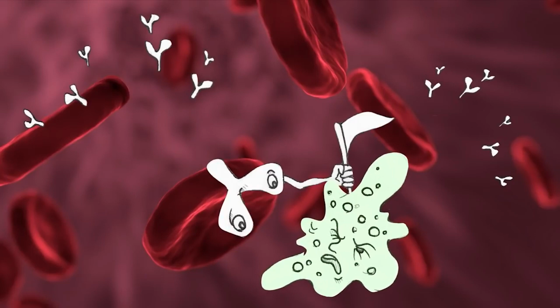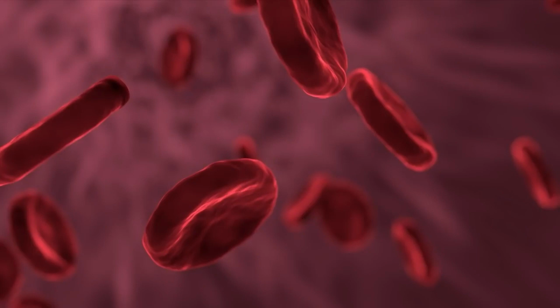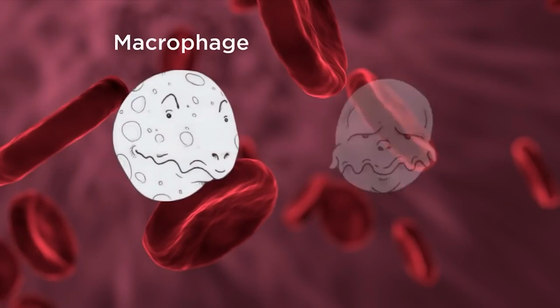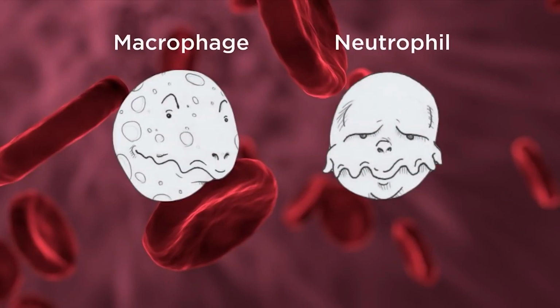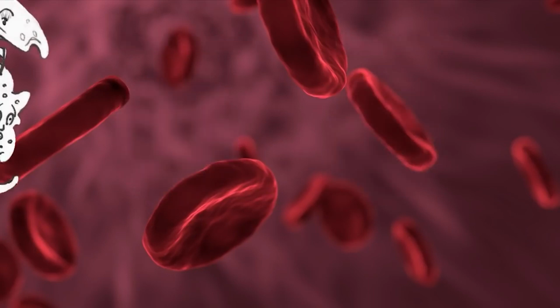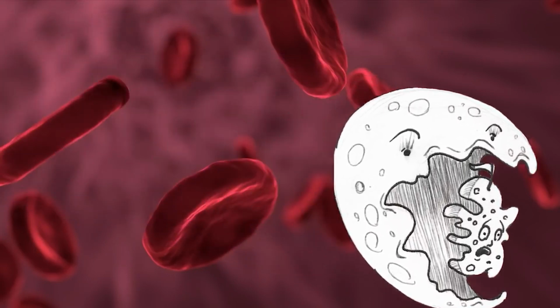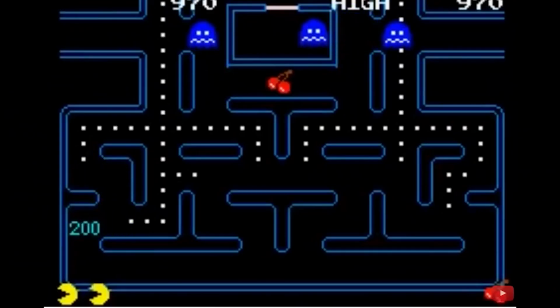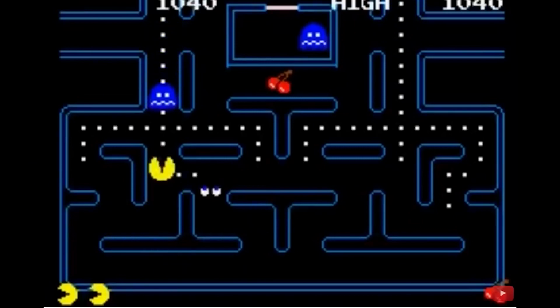Now that these antibodies have marked these toxins, other immune cells, such as macrophages or neutrophils, which are like the soldiers of the immune system, come along and find these marked toxins. And whenever they find them, they literally gobble them up like Pac-Man. Now, this is the normal process. This is the healthy process that the immune system goes through to eliminate toxins.